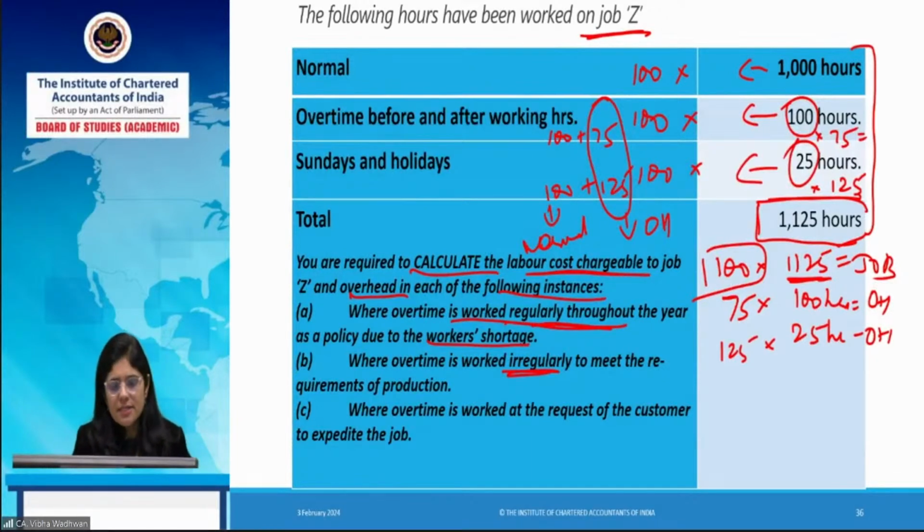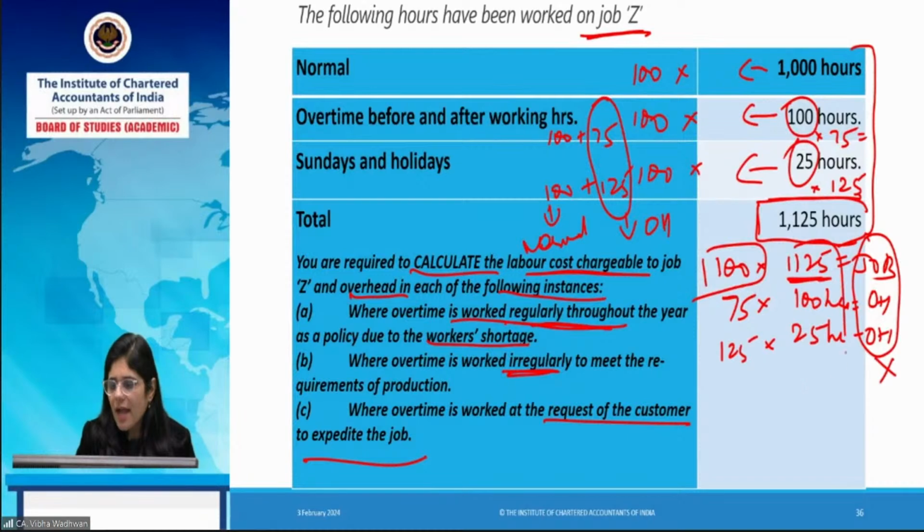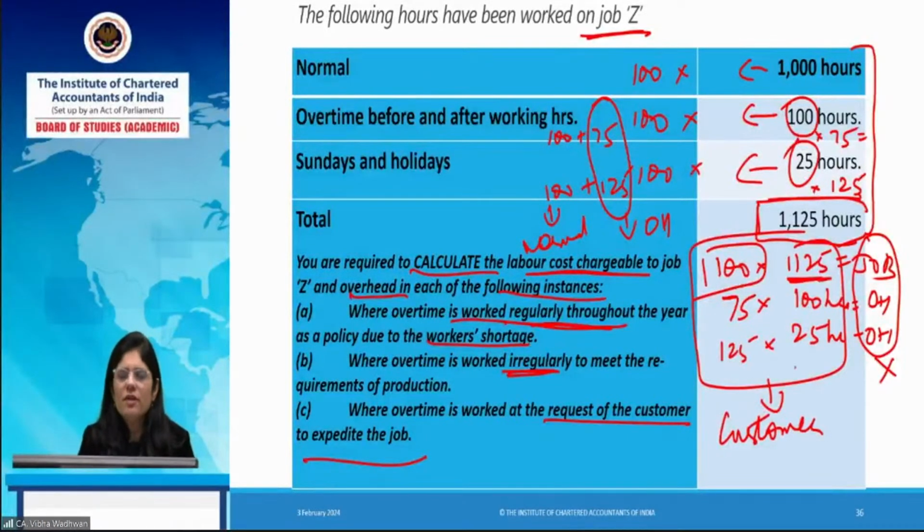All right. So I think this part is clear to you. Where overtime is worked irregularly. Now the third part. Where overtime is worked at the request of the customer to expedite the job. So here the overtime will also be charged to the customer. So here there is no overhead, there is no direct cost, कोई internal job नहीं है. Everything will be charged to the customer. Because of the customer order, we are working overtime. So here the entire amount this. यहाँ पे फिर job और overhead कुछ नहीं होगा. The entire part will be charged to the customer as the part of the order which we will receive from him.